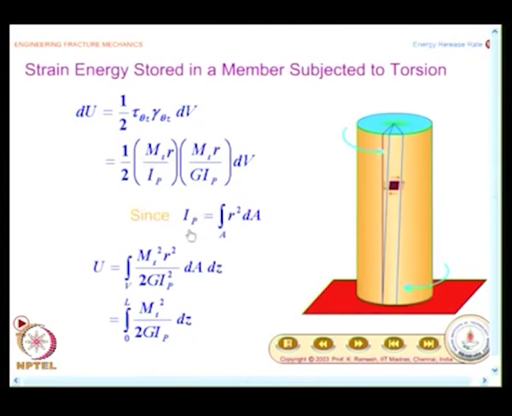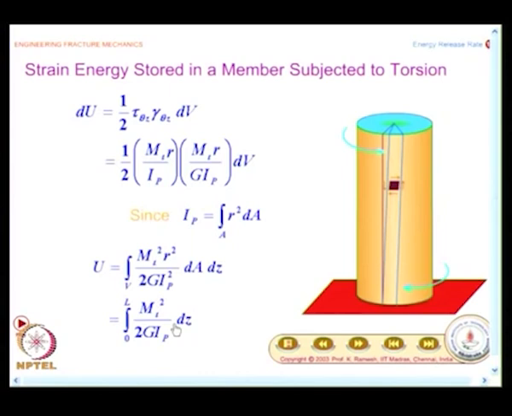And you also know the polar moment of inertia is given as integral r squared dA. So, this will become I p after integration. So, you get the final expression as integral 0 to L M t squared divided by 2 G I p dz. In fact, if you recall the lectures on Castigliano's theorem to find out deflection, you would have developed these equations and also used them to find out the deflection. It is only recapitulation, and this is desirable.